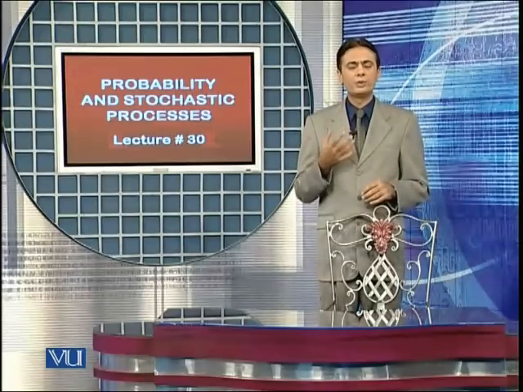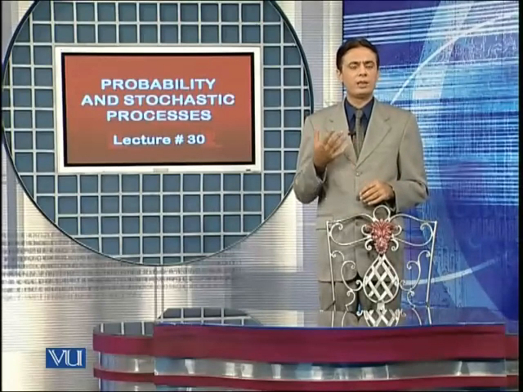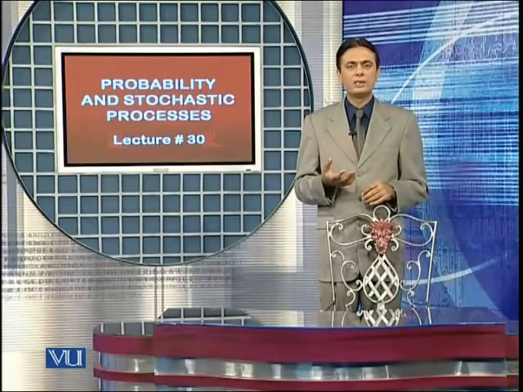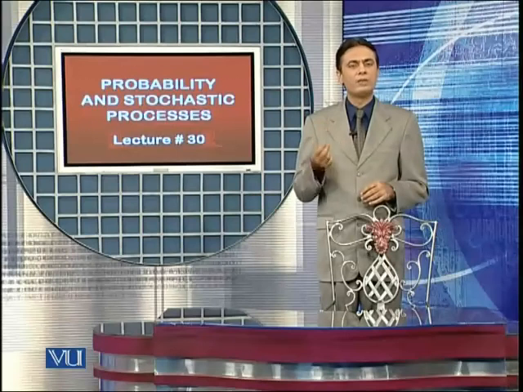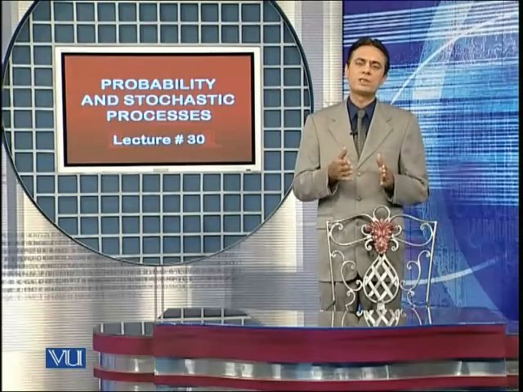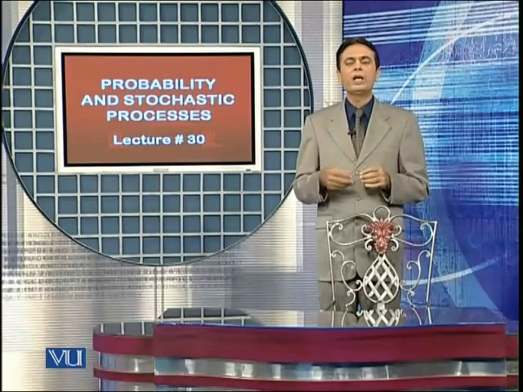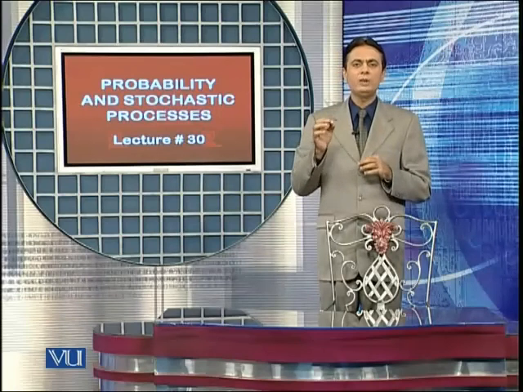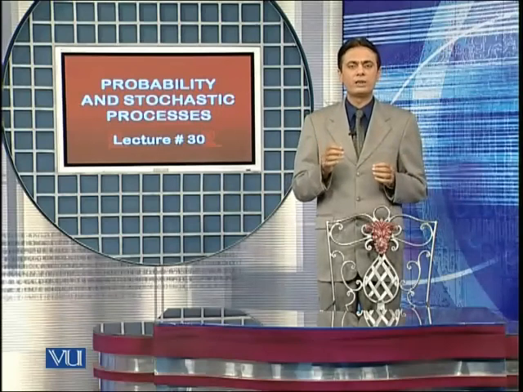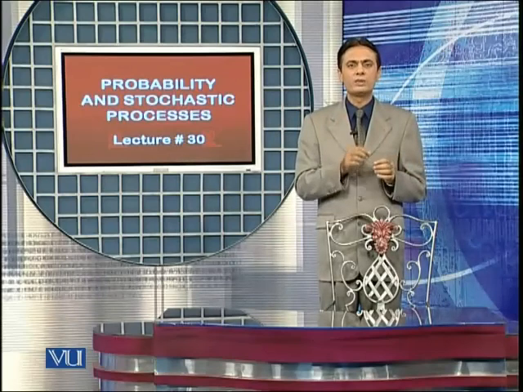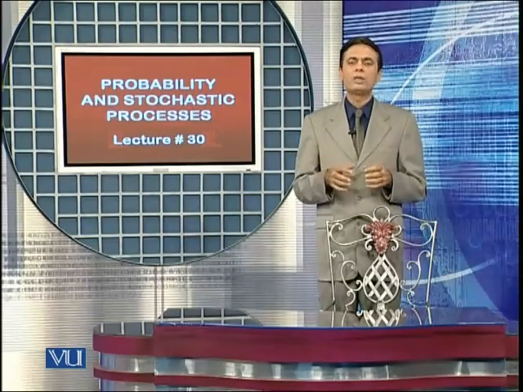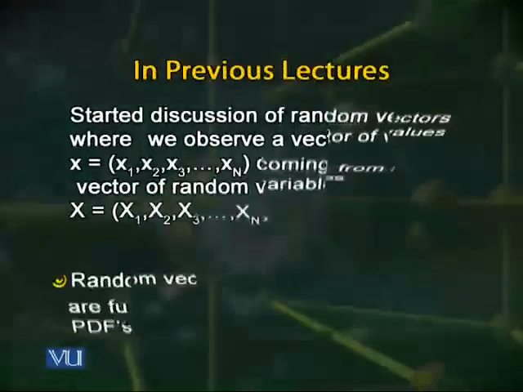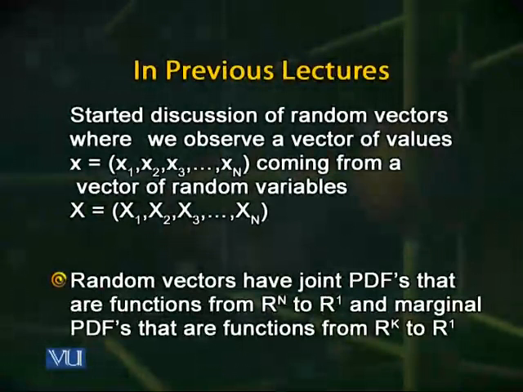Similarly, if we have a joint PDF for a random vector of length n, we can form marginal densities for all elements in the random vector. These marginal densities will be functions from R1 to R1. And we can also form marginal densities for pairs of random variables by picking any two random variables from a long random vector. These marginal densities will be functions from R2 to R1. We can form other marginal densities which are functions from R raised to power k to R1, where k is less than n, the length of the random vector.